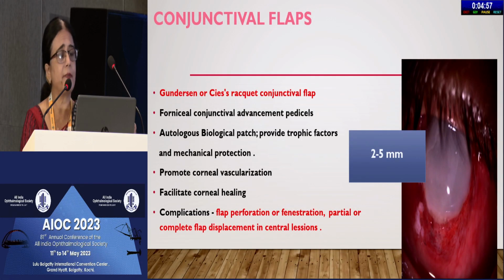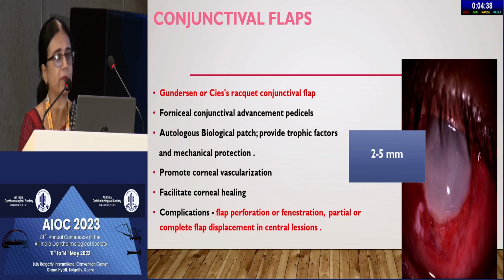The conjunctival flaps are again one of the important methods for closing the perforations, preferably towards the peripheral sites. You can mobilize the conjunctiva from the fornices, bring it forward, advance the conjunctiva towards the limbus and towards the corneal surface to cover the peripheral perforation, and they are sutured towards the side so that it gives the mechanical strength to that peripheral perforation, as well as it provides trophic factors and serves as a biologic patch in that area, and it facilitates corneal healing.